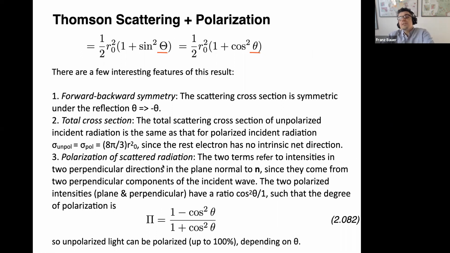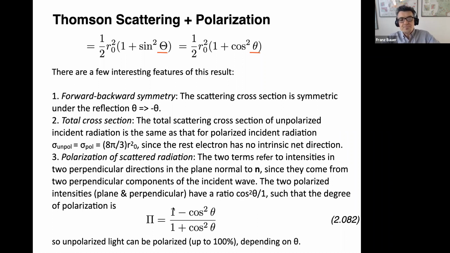The polarization of scattered radiation is going to have 2 terms, and these are going to refer to the intensities, which are perpendicular to the directions in the plane normal to n. So the outgoing radiation will have some degree of polarization, and that degree of polarization can be given by these two polarized intensities, the plane and perpendicular polarized intensities. They're going to have a ratio which is related to cosine squared theta divided by 1. And so we can define a degree of polarization, which is quantified by this.